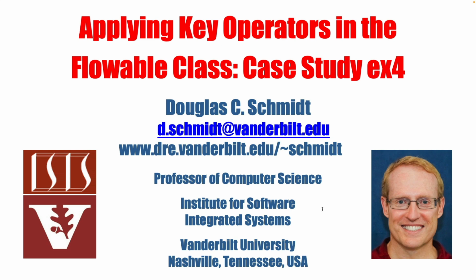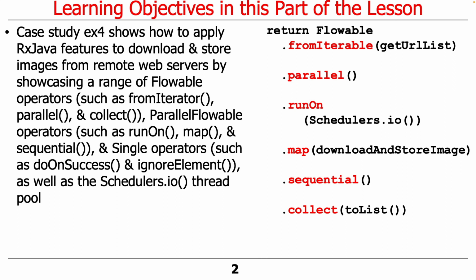So the last example we're going to look at today is case study ex4, and this is going to demonstrate using the I/O scheduler in order to download and store images from remote web servers via Flowable and, most importantly, parallel Flowable operators. And of course, why this is significant is this is very similar to what you're doing for programming assignment 4B.